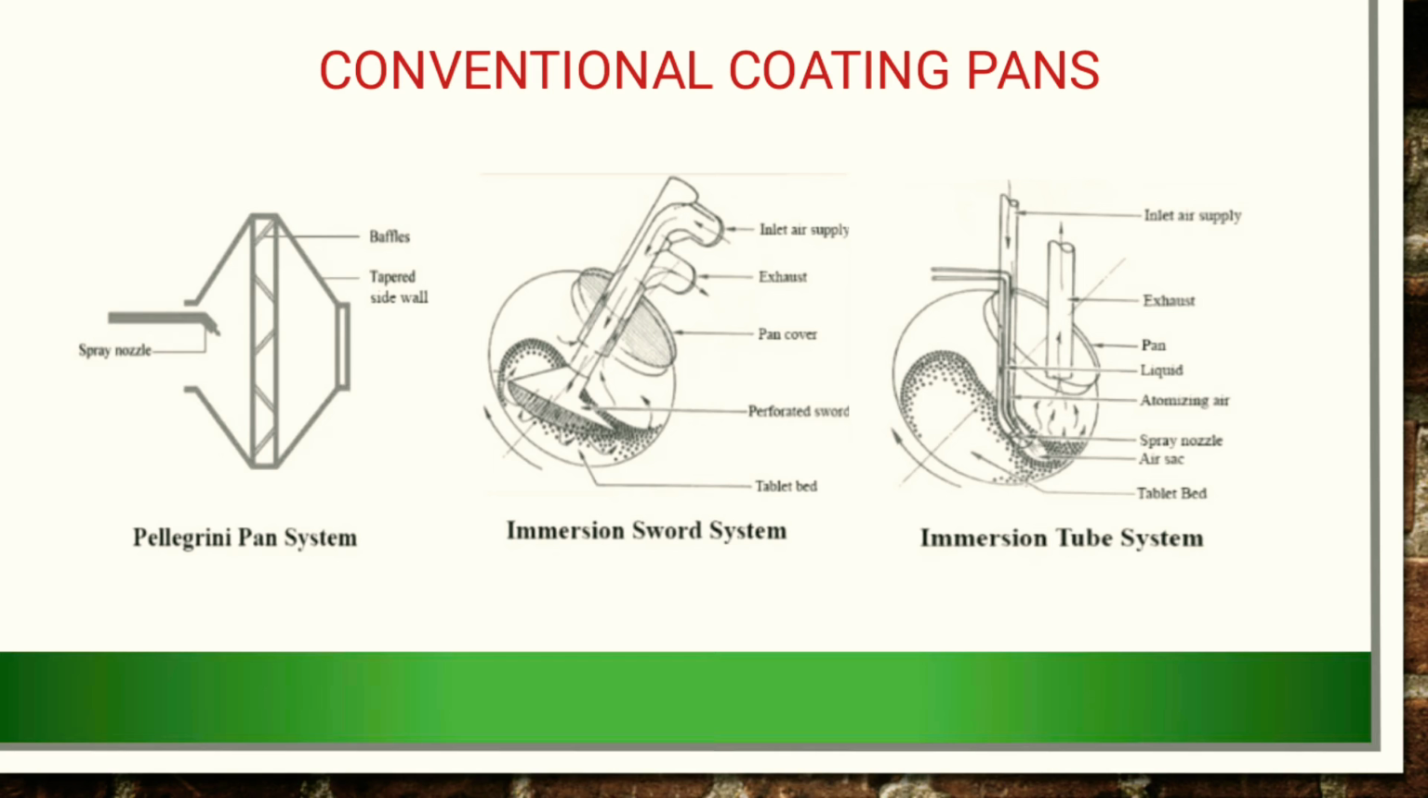In the immersion tube system, this consists of a long tube with a spray nozzle at its tip. Then hot air gets delivered through this tube into the tablet bed. The drying air flows upward and is exhausted by the conventional duct. It is a relatively rapid process, and less time is required for both film as well as sugar coating by using this last one, that is immersion tube system.